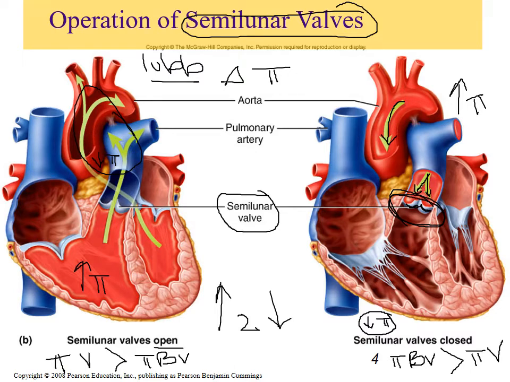Lub is for the closing of your AV valves. Or I should say it corresponds with the closing. It's not the actual valve closing. It's the fact that blood hits the back of the closed valve. And dub, my goodness, you'd think I would get better by this writing. Dub corresponds with the semilunar valve closing. Once again, it's not the physical act of closing the valve. It's the fact that the blood hits the back of a closed valve, which then makes the sound.